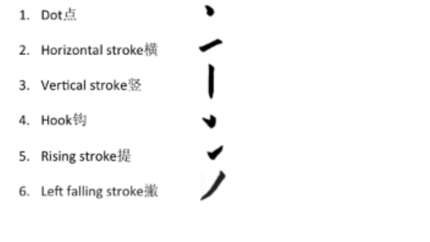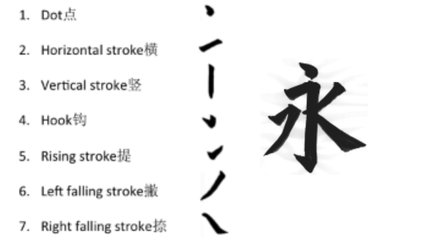And then it's left falling stroke from up, right to left, down. And this one is the same. And the last stroke is right falling stroke from left up to right, down. And then we can have this Chinese character, yong, forever.